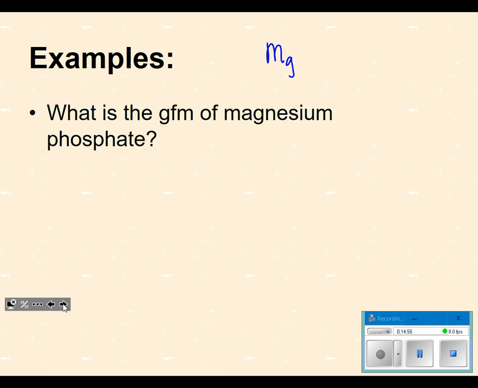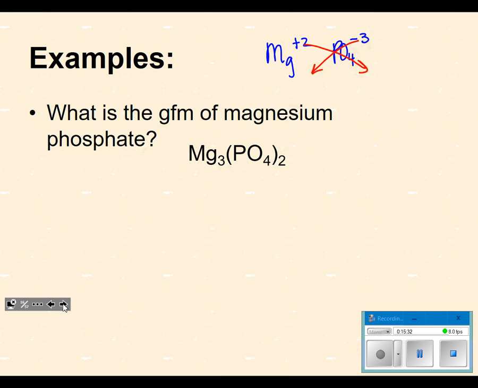And its charge, since it's in the second column, is a positive 2. Now, phosphate is a polyatomic ion, so it's on the back of your periodic table. It has the formula PO4, and it has the charge of a negative 3. When we did our ionic compounds, we took these charges and we crisscrossed them down. So when we do that, we would end up with the compound Mg3(PO4)2.